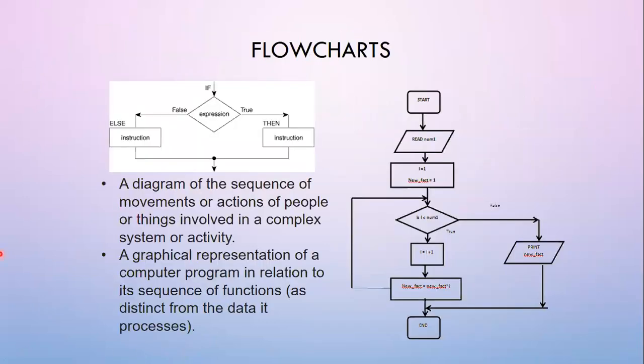Okay, so we're going to now take flowcharts and look at it in a more in-depth way. So a flowchart is a diagram of a sequence of movements or actions of people or things involved in a complex system or activity. So that is a very technical term for it. Or it can be a graphical representation of a computer program in relation to its sequence of functions. So the reason we say sequence of functions, it's the steps I have to go through in order to get my result. So let's carry on.